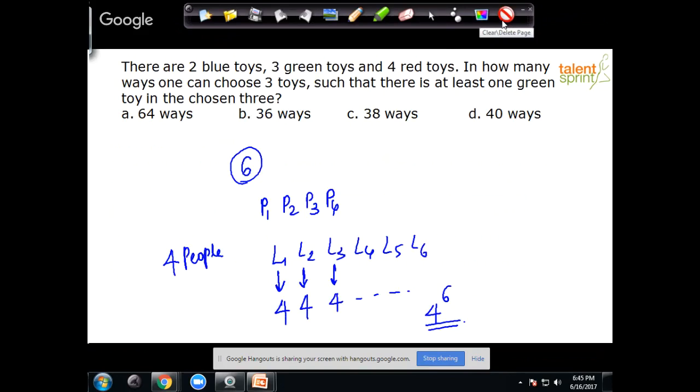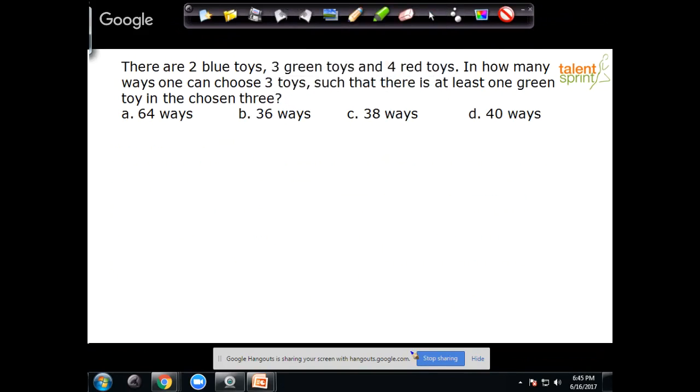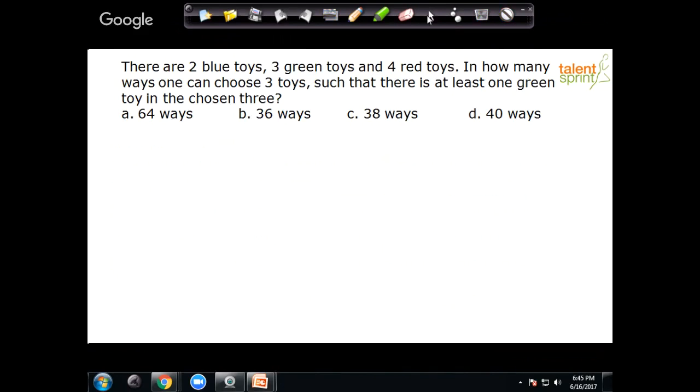Yeah, I hope the question was clear. So, Priyanka, is it clear?